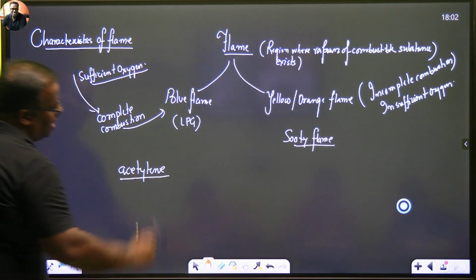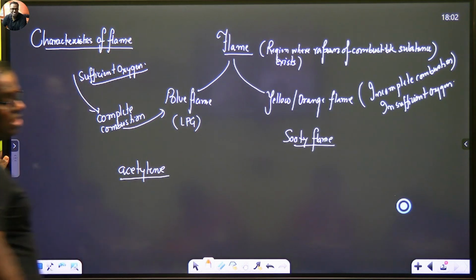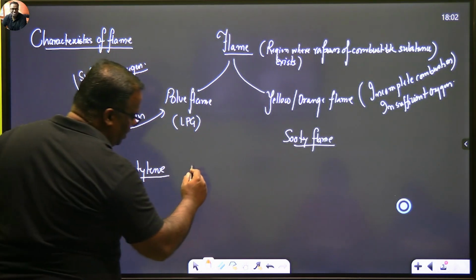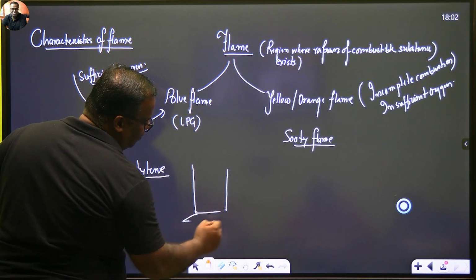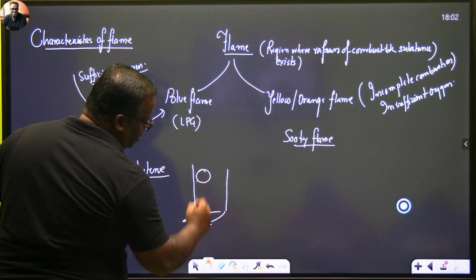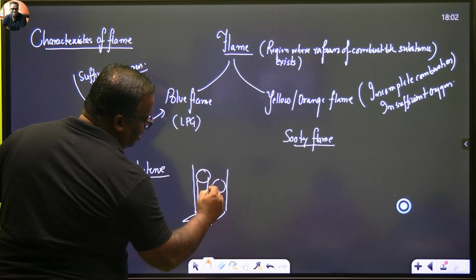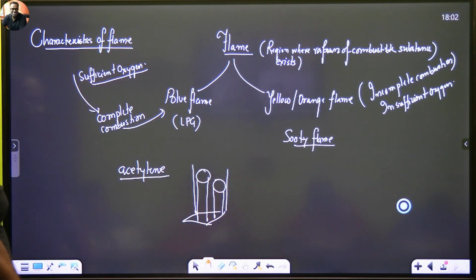Acetylene, okay. Acetylene is a gas which is used in gas welding. So if you see gas welding, the trolley of a gas welding guy will actually have two cylinders on it. There will be an acetylene cylinder and there will be an oxygen cylinder.